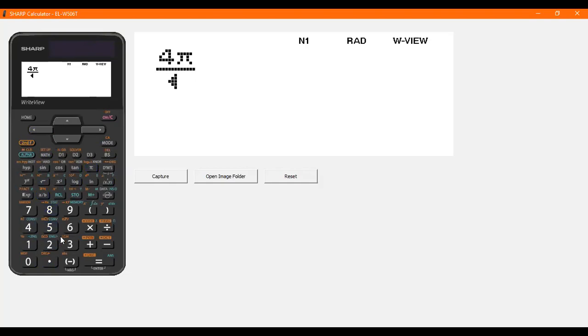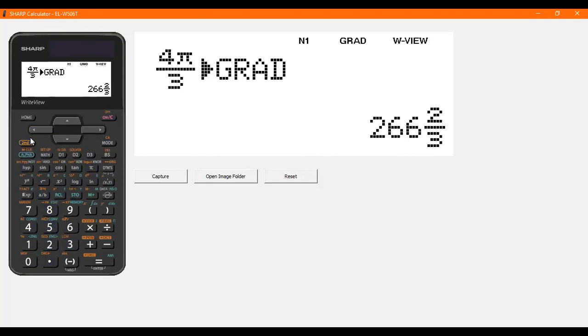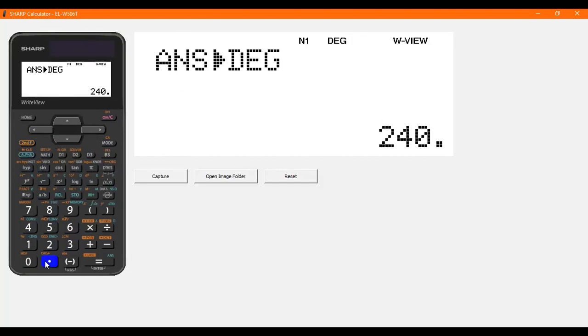4 pi over 3, right? And I want to convert this now into degrees, I can then say second function and the decimal, and then second function and the decimal again. So it just loops between degrees, radians, and gradients. So 4 pi over 3 is 240 degrees.